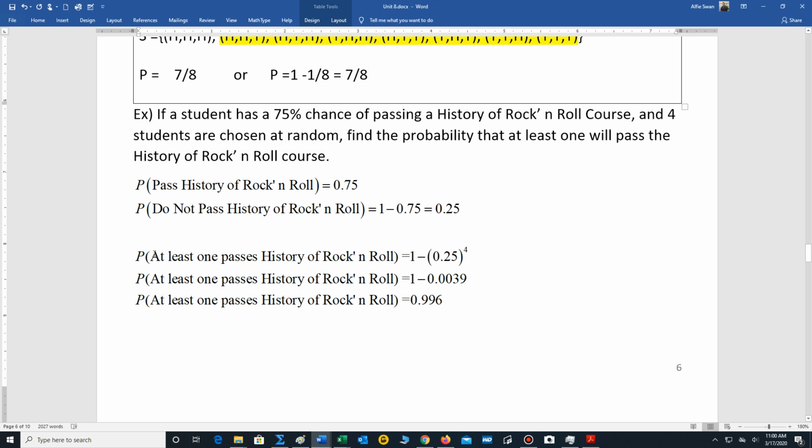So when we apply our formula, the probability that at least one passes is 1 minus the probability that the person does not pass, which is 0.25, and we raise that to the 4th power because there are 4 students that we're choosing. Then we perform our calculations, and we see that this probability is equal to 0.996. So there's a high chance that one or more of the 4 will pass history of rock and roll. Sounds like a great class.